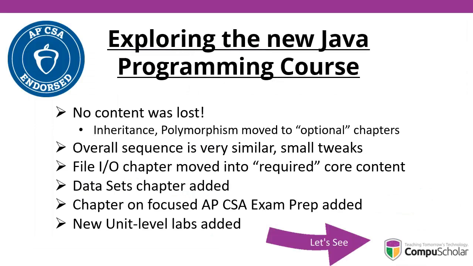And what we've done is simply move them later in the course to the chapters that are marked as optional. So if you'd like to teach inheritance and polymorphism, or if you're not doing AP CSA but you're using our Java programming course for Computer Science 1 or Computer Science 2 and you need those topics, rest assured they're still there. So we didn't get rid of any content, but we may have simply moved it around to focus on the AP topics. Our overall sequence of chapters is still very, very similar.